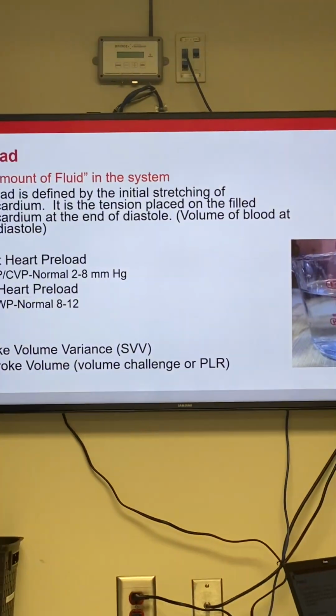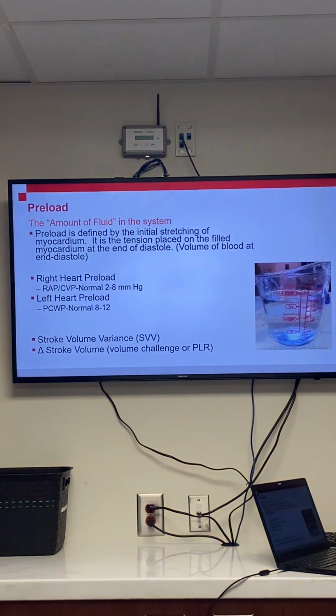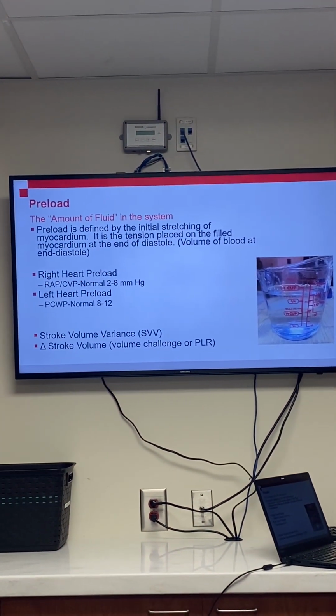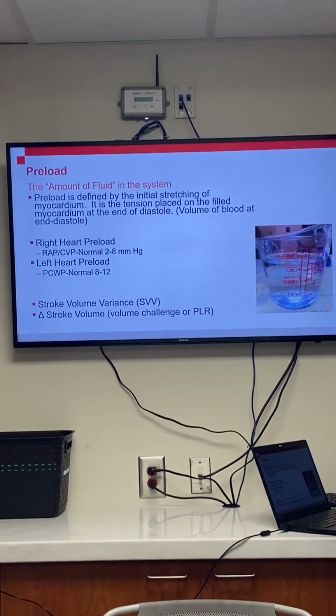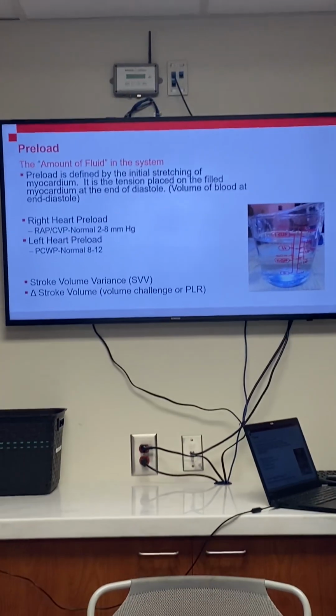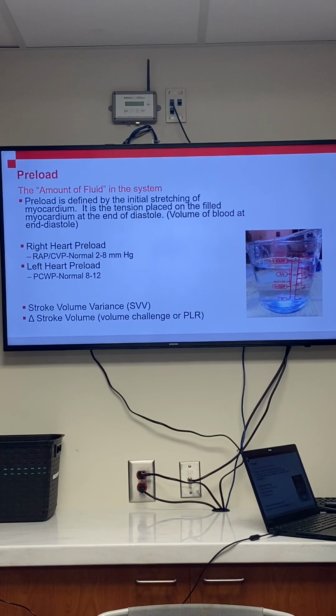So preload, I kind of said that, the amount of fluid in the system, right? It's really that volume at end diastole. So when that ventricle opens up and relaxes and fills, that's your preload, and then it snaps back. It opens up, stretches, and that myocardium snaps back. That's your preload.